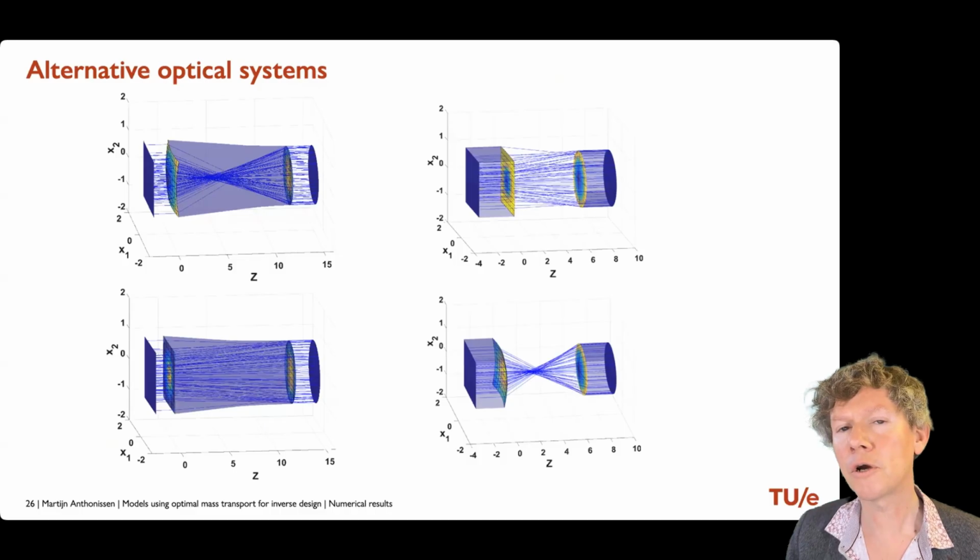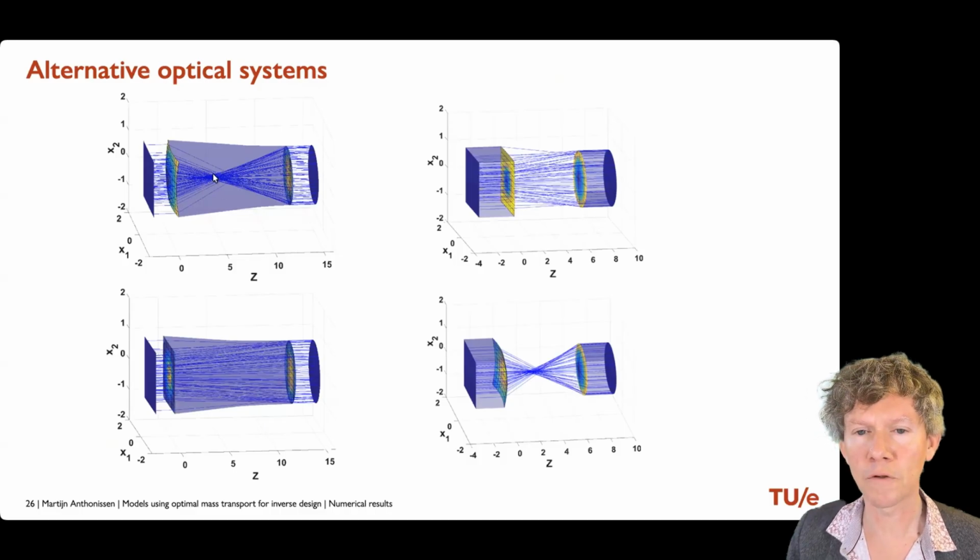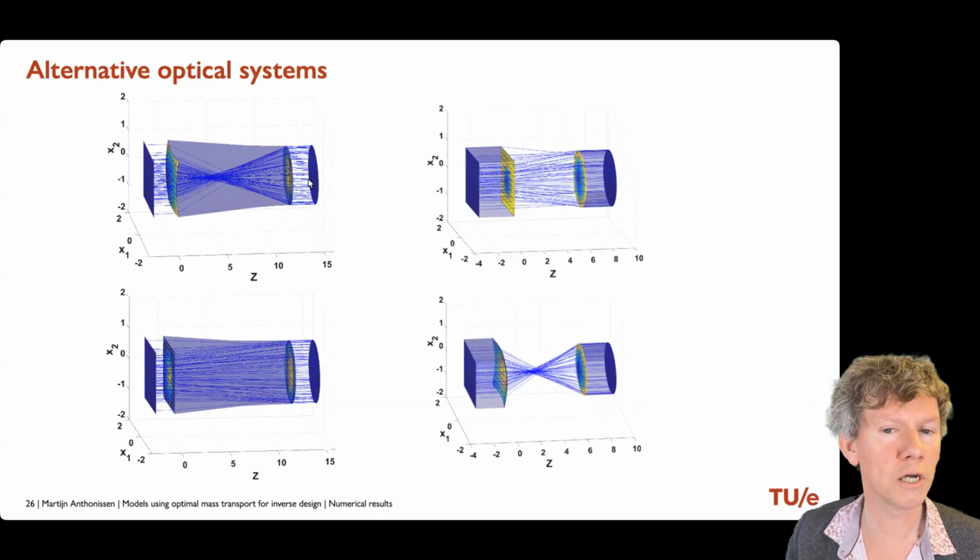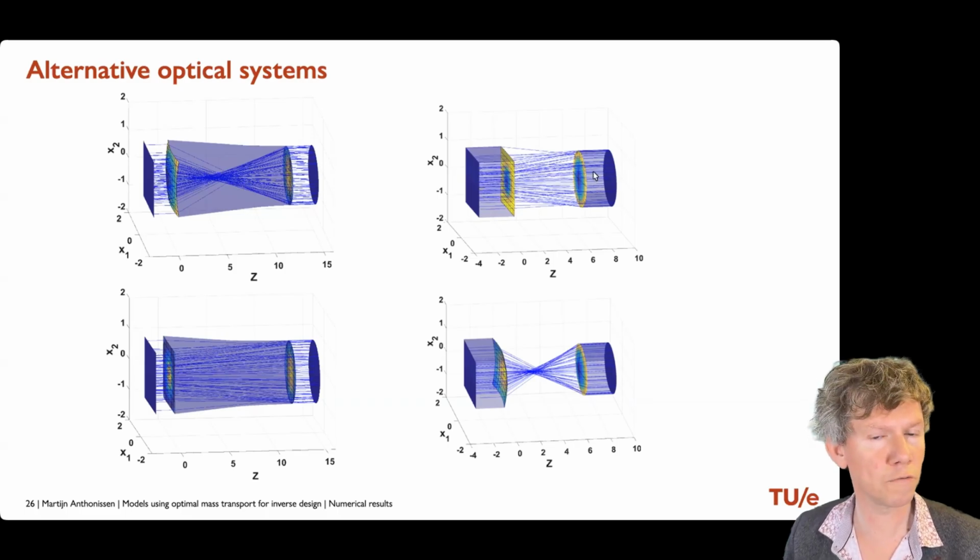Here you also see that there are alternative optical systems. So this is the one from the previous slide. This is the one with non-crossing rays. And this is a transform from air to glass to air. But of course, you could also assume that the source is in glass. So that's what you see here. And then we have air, and that the target is again in glass. So that gives two alternative solutions.